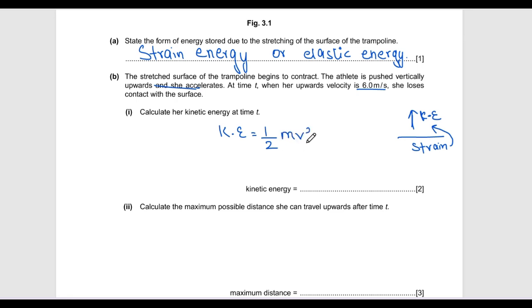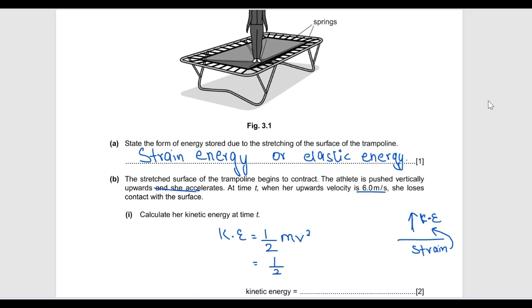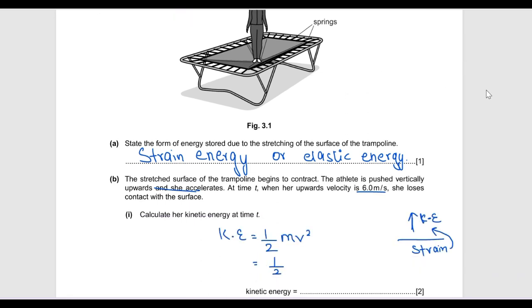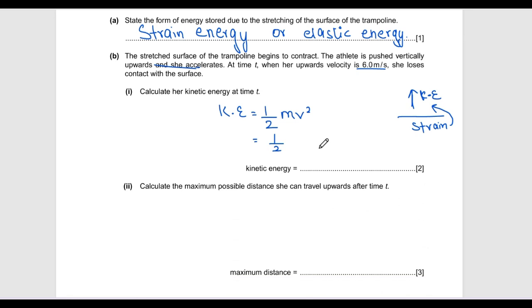We will arrange our values according to it. Mass would be 64. Let me check it again. It was written, yeah, it's 64 kg. So I will write 64 in place of mass. And v squared would be 6 squared, okay? Because they have given us the velocity of 6. So doing all the calculation, the kinetic energy that we'll get would be 1200 joules.